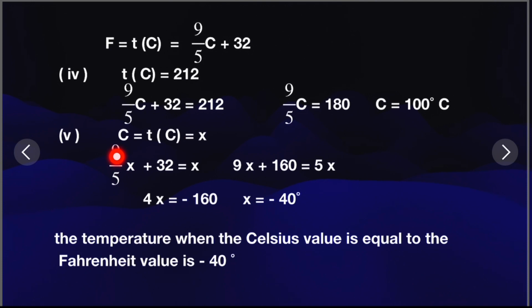Here they are saying the Celsius temperature as well as the Fahrenheit temperature is the same. Let us say that it is x. So put it in that formula. You solve that formula, you will get the value of x as -40. So the temperature when the Celsius value is equal to the Fahrenheit value is -40.